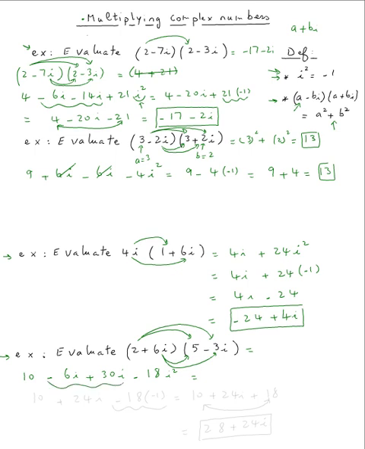Combine like terms, so it will be 10 minus 6i plus 30i is plus 24i, minus 18i squared. i squared is negative 1. And then this is going to be what, it's 10 plus 24i minus 18 times negative 1 is plus 18. Add these two numbers. 18 plus 10 is 28 plus 24i. And that's the solution. And that's it.